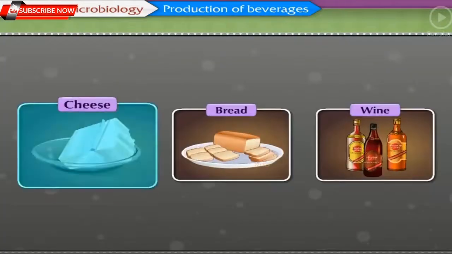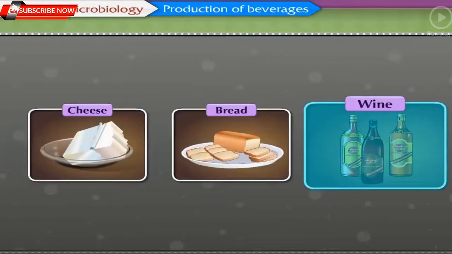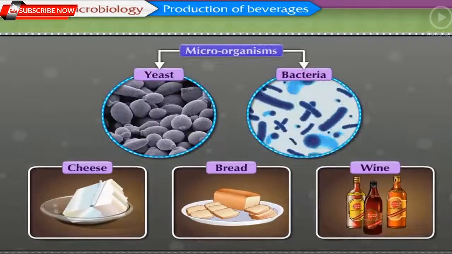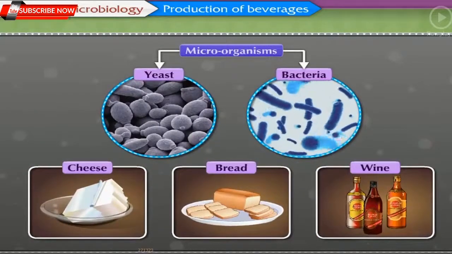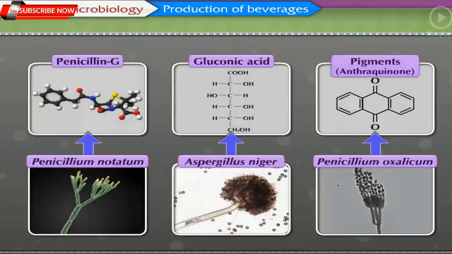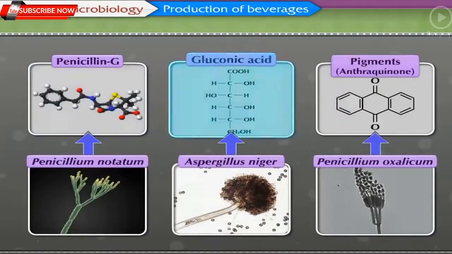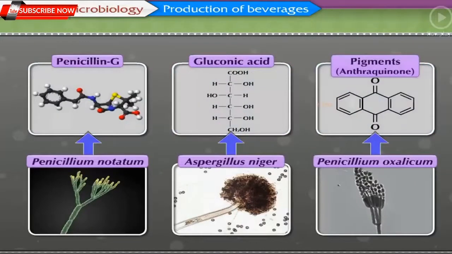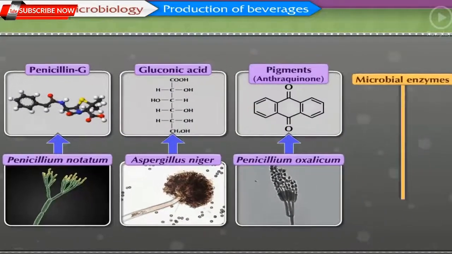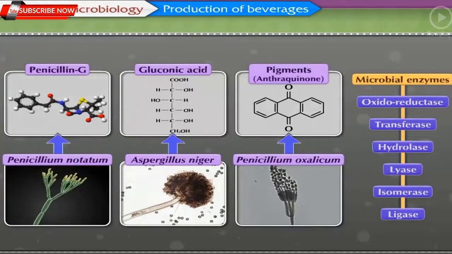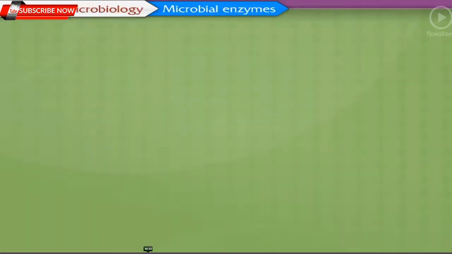Apart from dairy products, bakery products and beverages, microorganisms have become the most essential tool in chemical industry to produce variety of molecules like antibiotics, organic acids, pigments, etc. Microbial enzymes play an important role in production of all these products as they can act as chemical catalysts in chemical industries. Microbial enzymes.